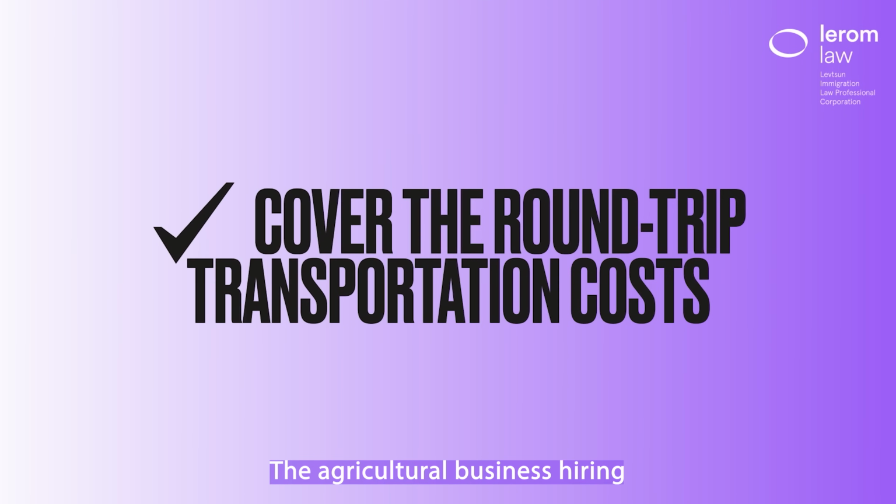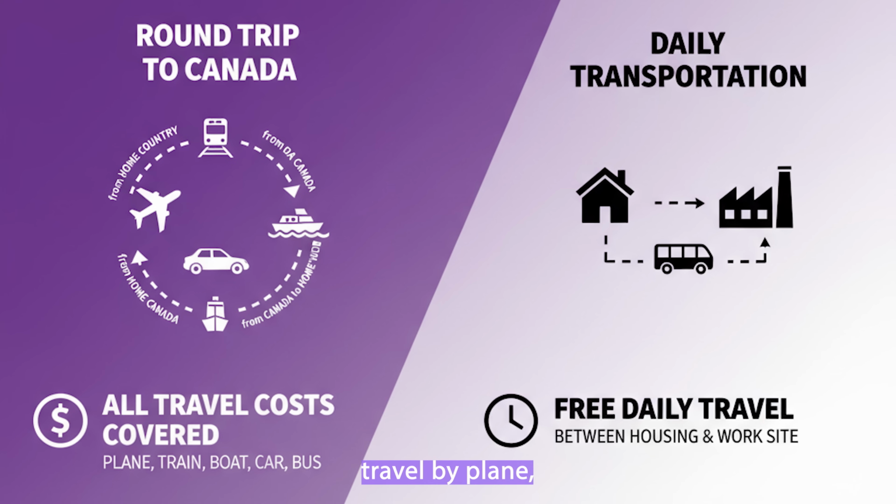Transportation cost. The agricultural business hiring the worker must cover the round-trip transportation costs for the foreign employee. This includes travel by plane, train, boat, car, or bus from the worker's country of residence to the worksite in Canada and back to their home country once employment ends. When required, you should also arrange for free daily transportation between the housing and the worksite for the temporary worker.